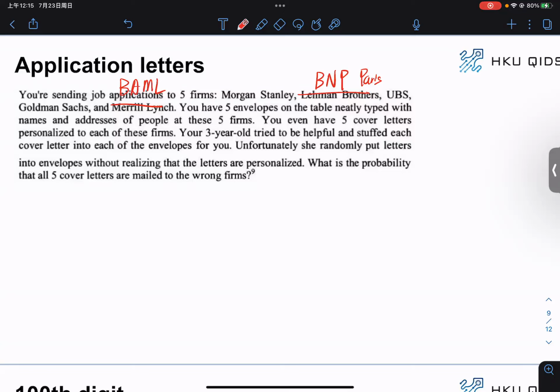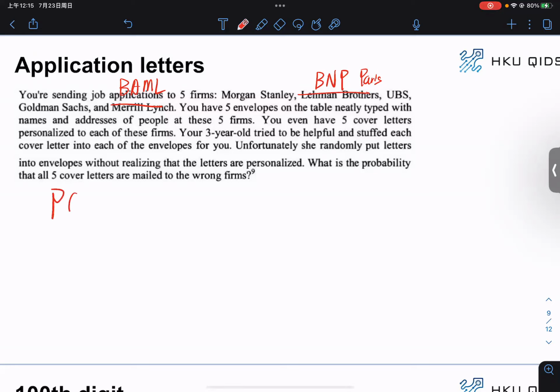So you have 5 envelopes on the table, neatly typed with names and addresses of people at these 5 firms. And you have 5 cover letters personalized to each of these firms. And your 3-year-old tried to be helpful and stuffed each cover letter into each of the envelopes for you. Unfortunately, she randomly put letters into envelopes without realizing that the letters are personalized. And what's the probability that all 5 cover letters are mailed to the wrong firm?